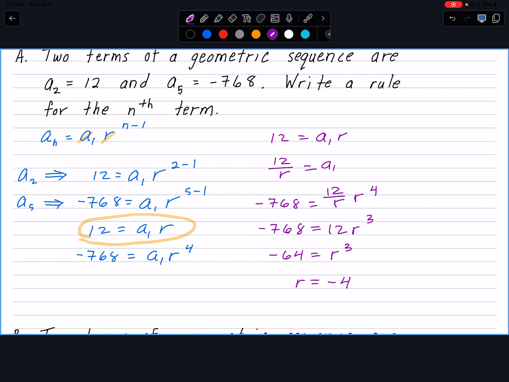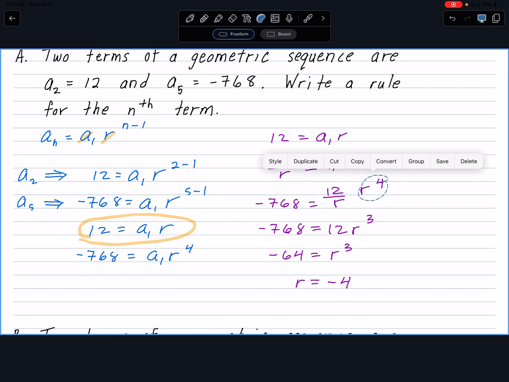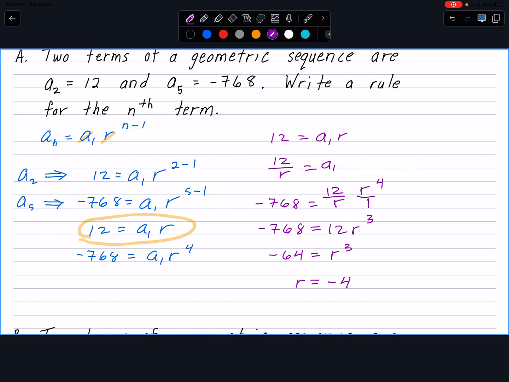Why did it go from 4 to 3? Oh, okay, I see what you're saying. So the reason is, you remember you can rewrite this. I'm going to rewrite this just a little bit. The reason why the exponent changed is you can write it like this. There is a power of r that I can cancel out from top and bottom, which is exactly what I did. And that's how I got the cube there. Any other questions?